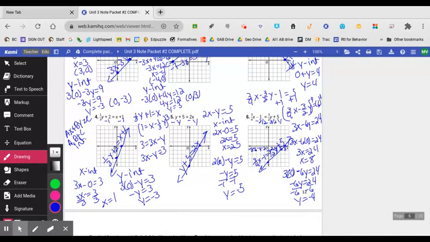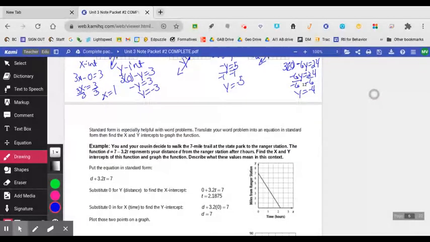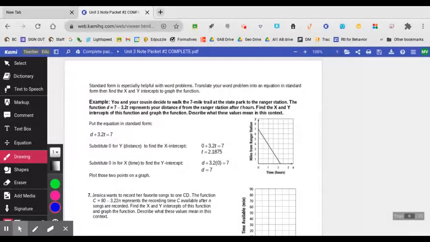I plot those points. Standard form is especially useful with word problems. You can translate your word problem into an equation in standard form, then find the x and y intercepts. Example, you and your cousin decide to walk a 7-mile trail at a state park to the ranger station. The function d equals 7 minus 3.2t represents your distance from the ranger station after t hours. Find the x and y intercepts of this function.